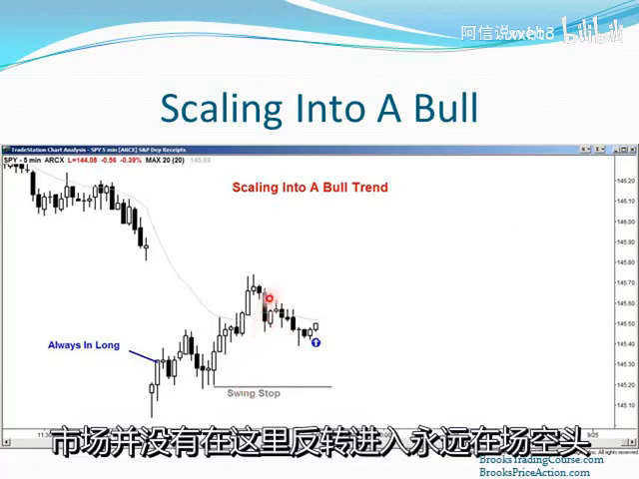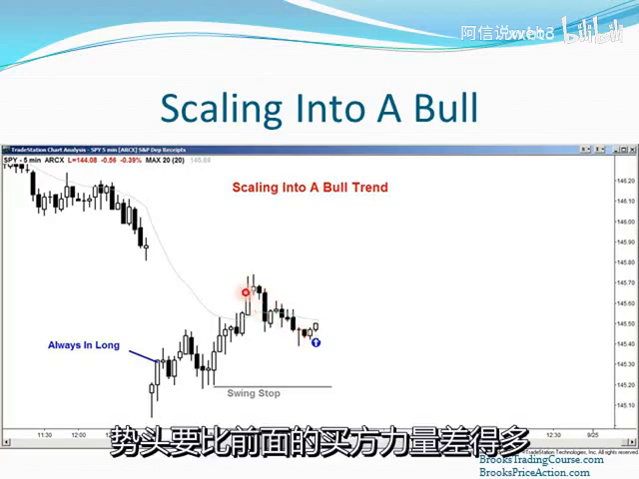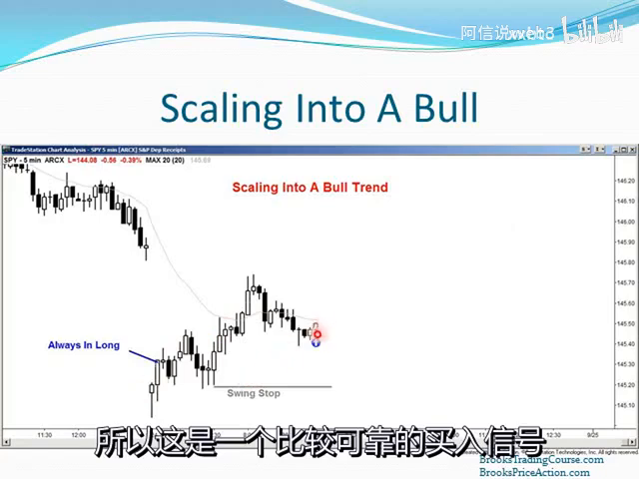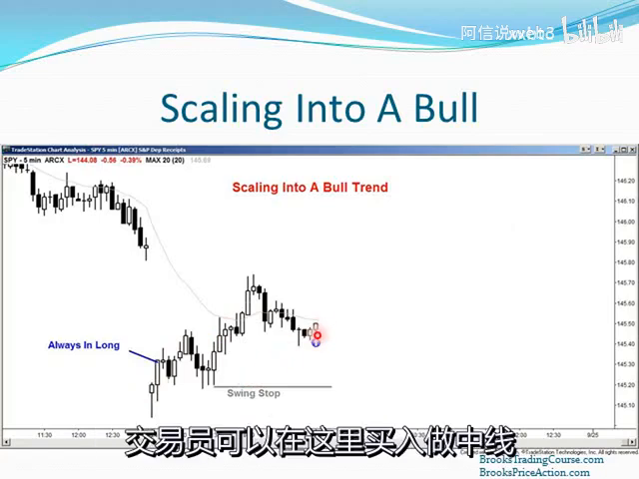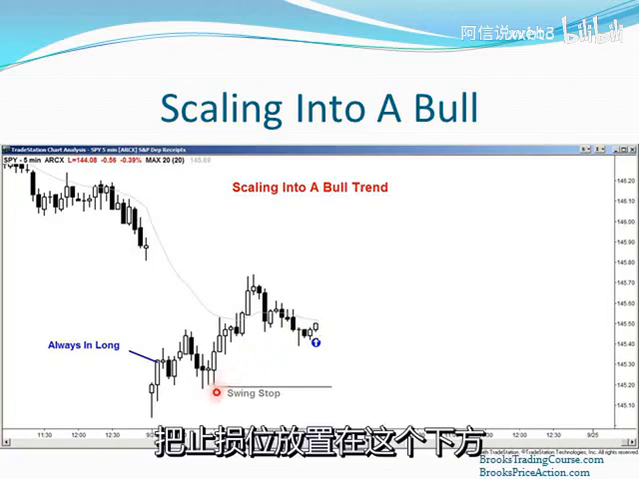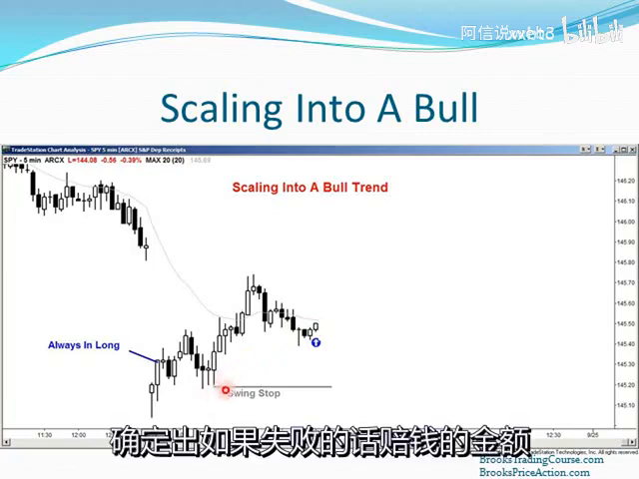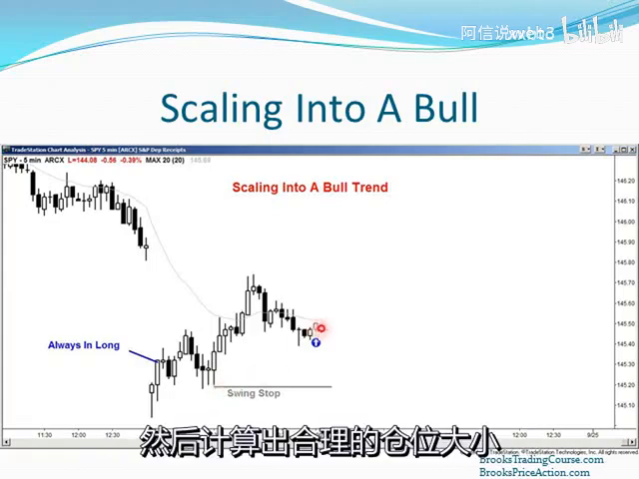Still always in long. The market did not flip to always in short here. This bear leg is not nearly as strong as the buying pressure that we've had today. So this is a reasonable buy. A trader could take it for a swing and put a stop below here, determine how many dollars they would lose if they were wrong, and then use the appropriate position size.